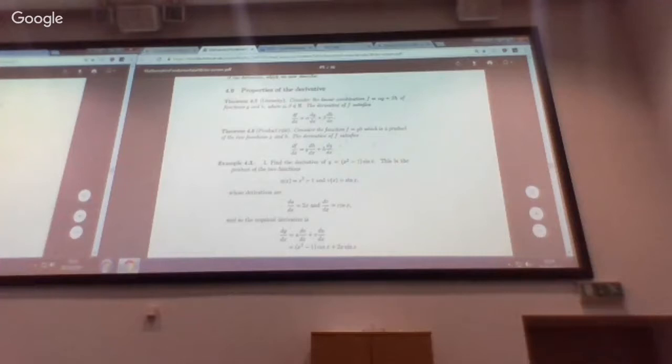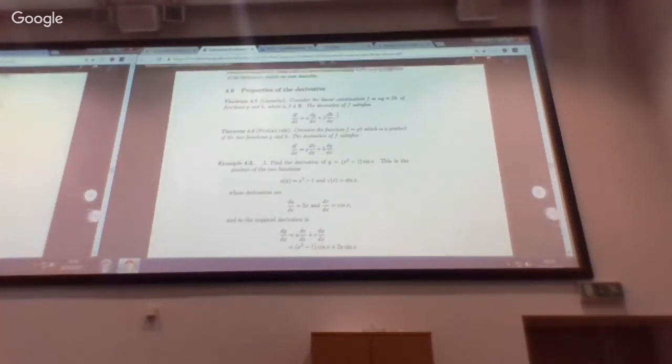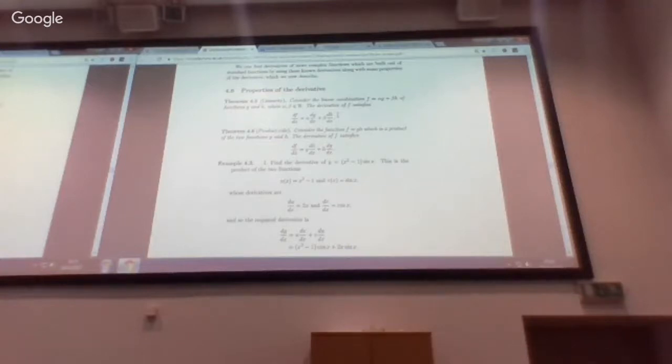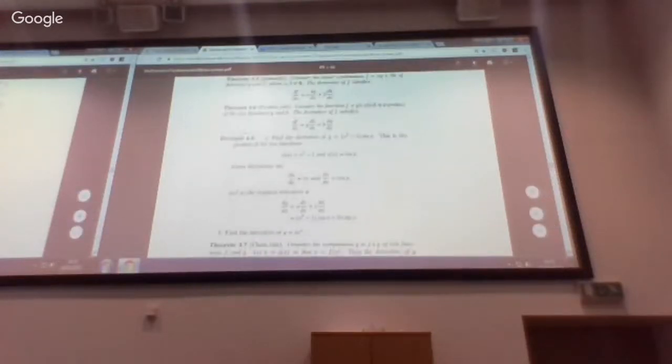The second one here: a natural next question to ask after you've dealt with linear combinations is how to deal with products. So if we form a new function f as the product of two functions g times h, how do we relate the derivative of the product to the individual derivatives of the factors? You may well recognize this from previous studies. The product rule says that if f is g times h, the derivative of f is g times the derivative of h plus h times the derivative of g. We can see some examples of the application of these here.